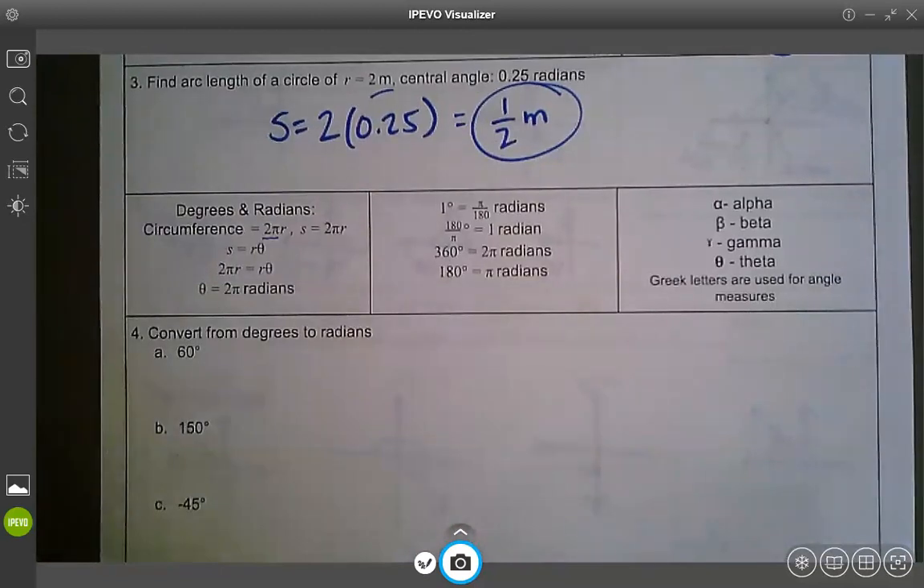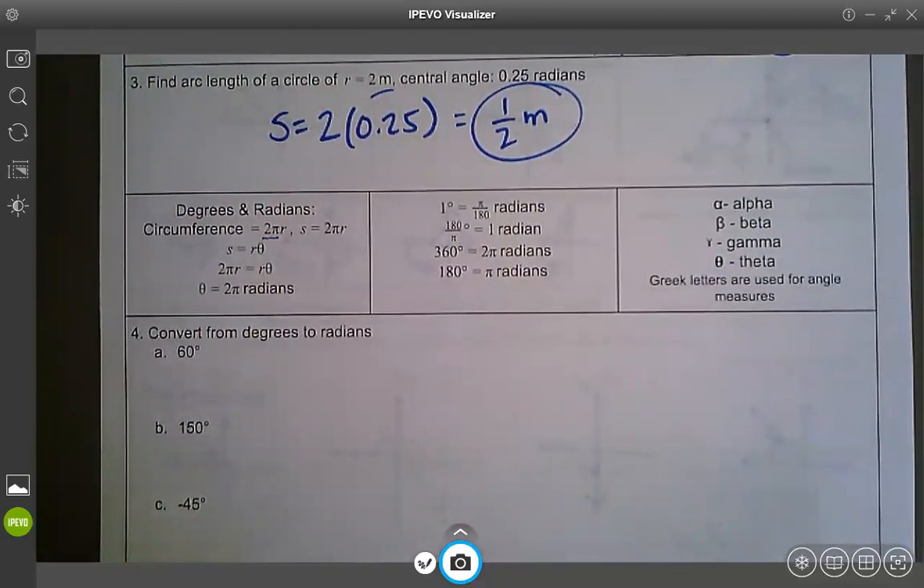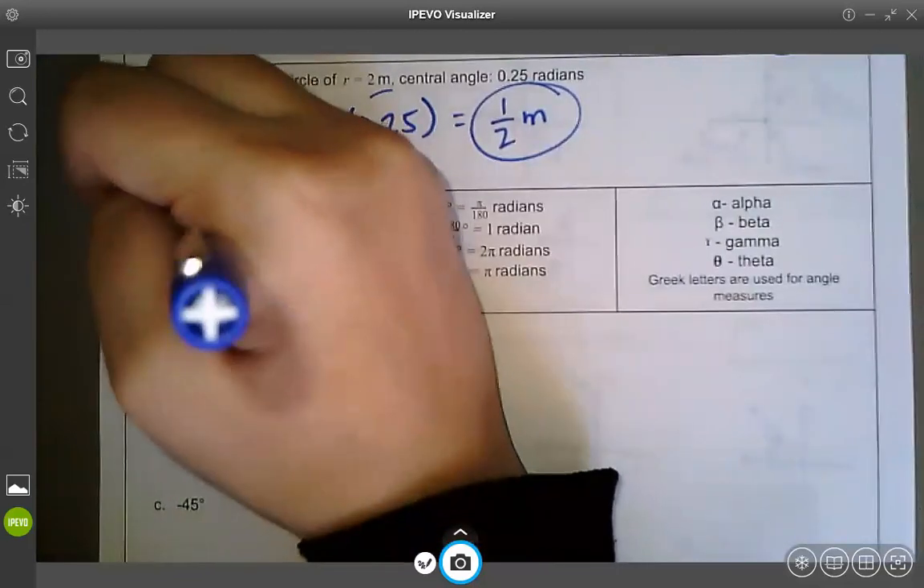What's the sign for radian? The little circle thing? There's not actually a symbol for radians. Typically, if it's theta, it's in terms of radians. If it doesn't have a degree symbol, assume radians. What does the S stand for? S stands for your arc length.